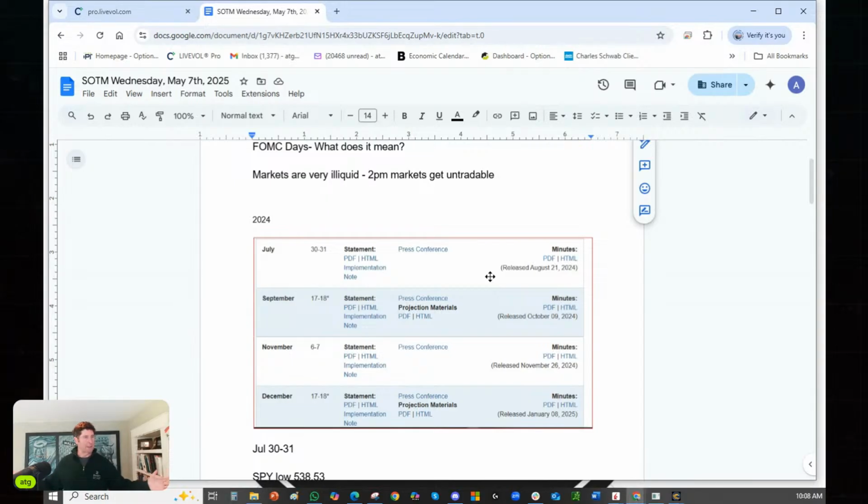If you trade volatility, if you trade the SPY, XSP, the Russell, all these major indexes, any stock, these days it's going to affect all of those trading products. So again, the dates we're looking for in 2024: July 30 to the 31st, then September 17, 18. Then right around the election time, November 6, 7. And then December 17, 18.